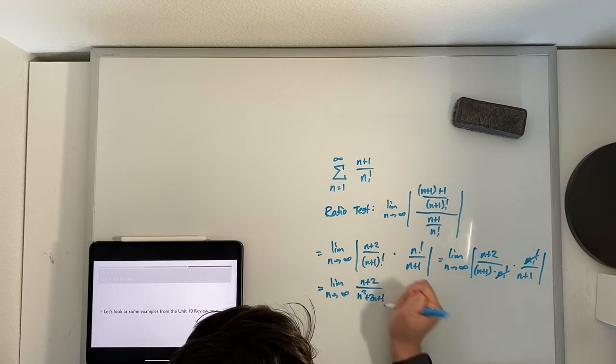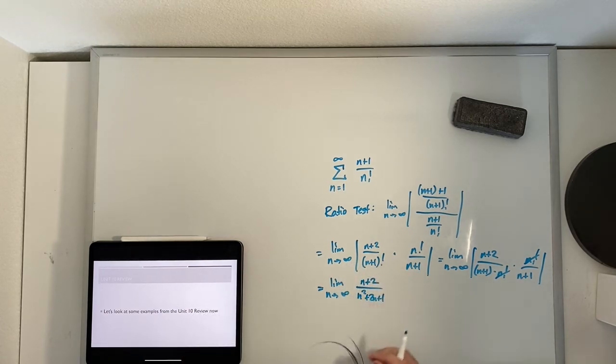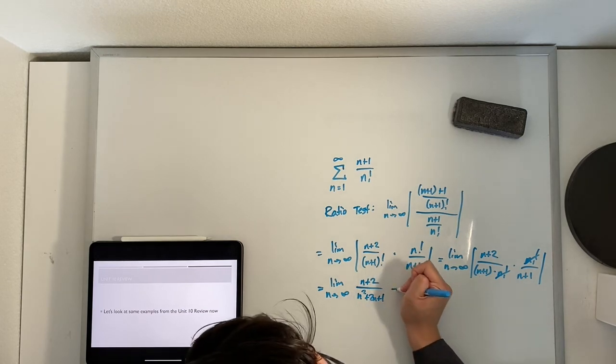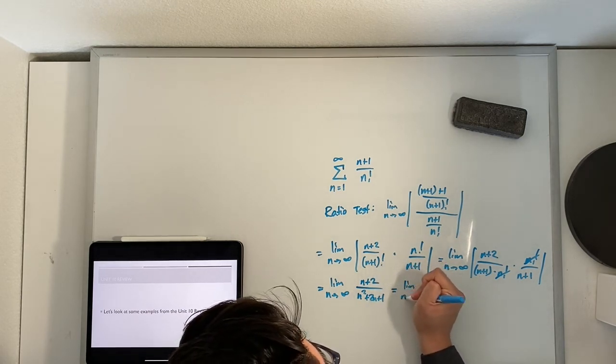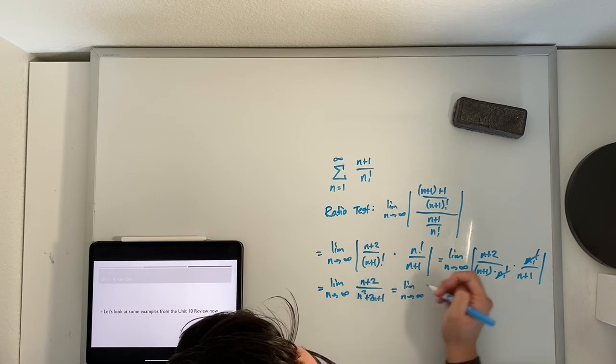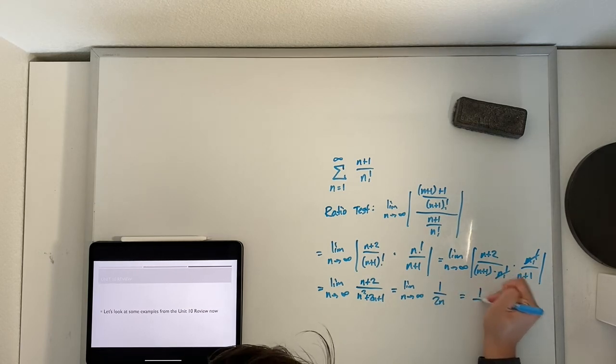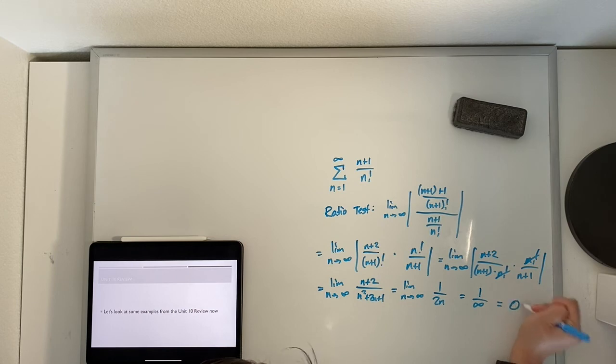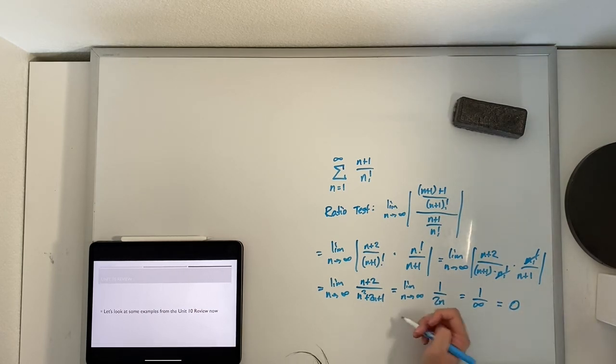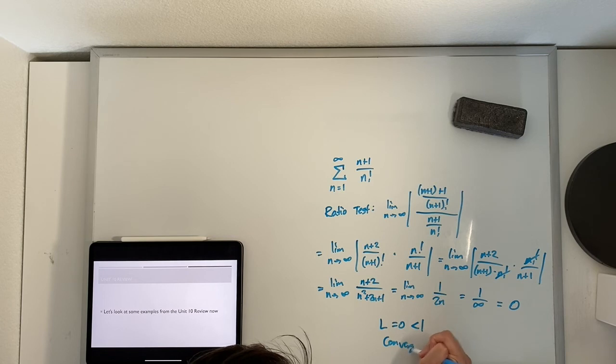We can't evaluate this, we would get infinity over infinity, so I'll apply L'Hopital's rule, and we get 1 over 2n. Now, if I attempt to evaluate this as n goes to infinity, we get 1 over infinity, which is 0. So this is our limit. And since our limit is less than 1, this series converges.